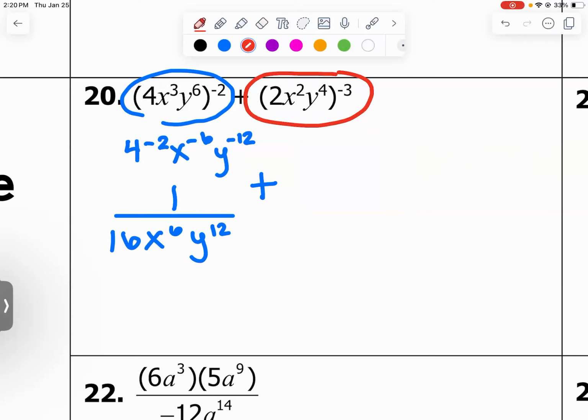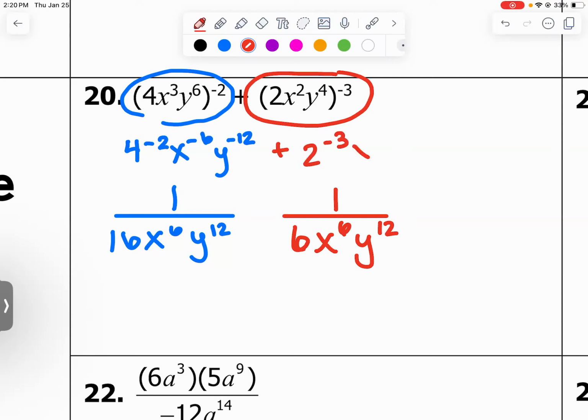Okay, Allison, read me what you got initially for the red. I thought it was 8x. So we're getting 2 to the -3rd, x to the -6, y to the -12th. This should be an 8. Do you agree with that? Yeah. Okay.